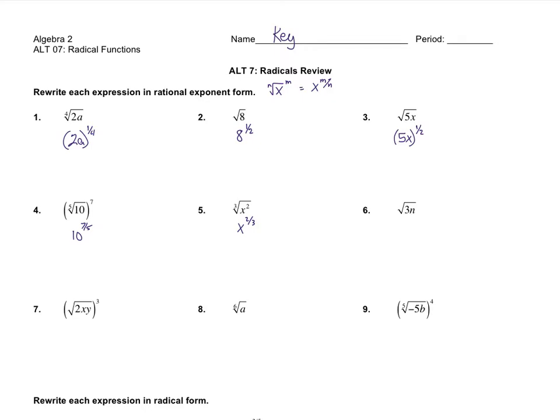Number 6, we're going to have 3n in parentheses again. Make sure you put the parentheses around 3n to the 1/2 power. Number 7, we're going to have 2xy all in parentheses. We've got a power of 3 and a root of 2, so 2xy all to the 3/2 power. Number 8, a to the 1/6 power. And number 9, we've got negative 5b in parentheses, all to the 4/5 power.